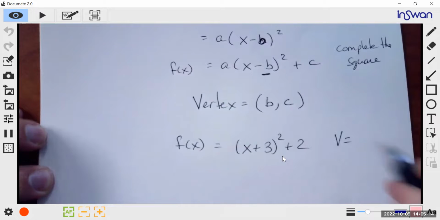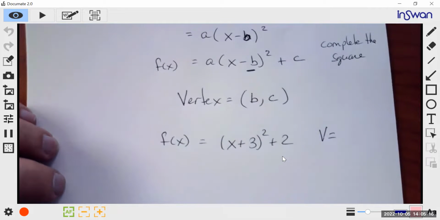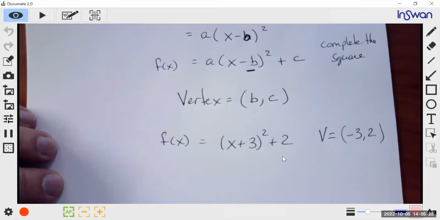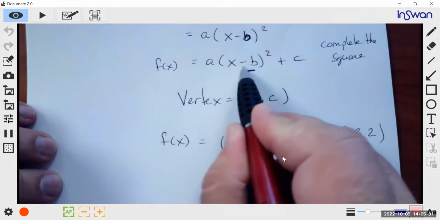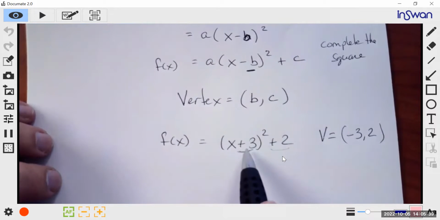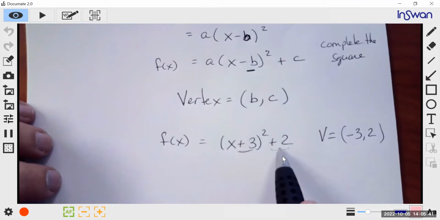So what would be the vertex of that equation? Remember when we dealt with circles? Anything inside the parentheses is always the opposite sign. So it's going to be -3, +2. That's the vertex. We're going to shift over to the left 3 spaces and go up 2.